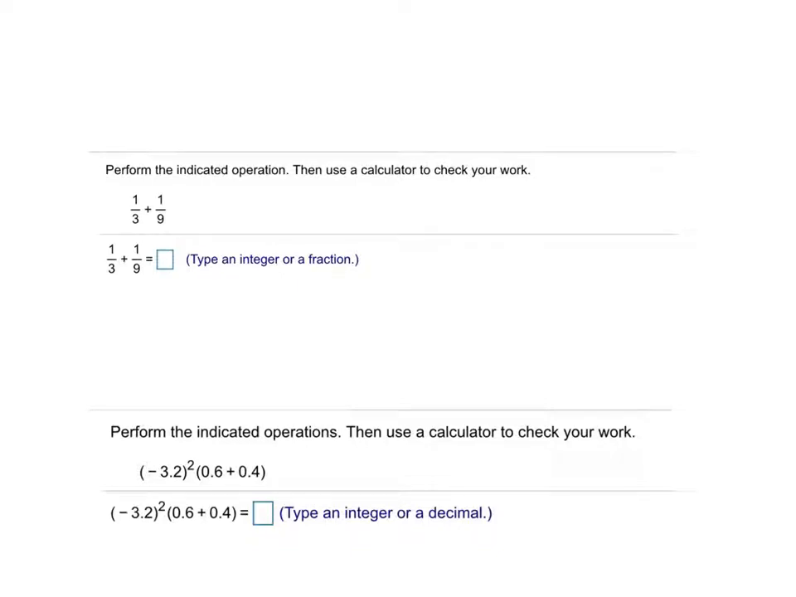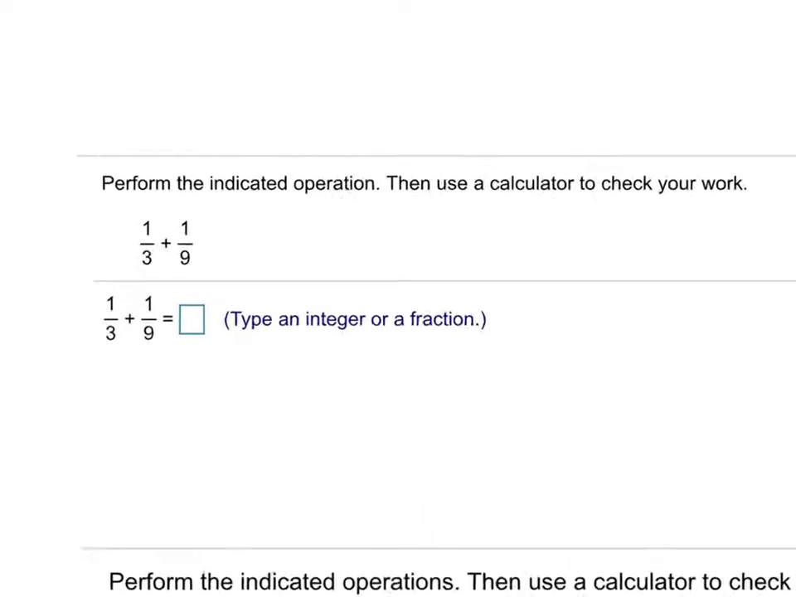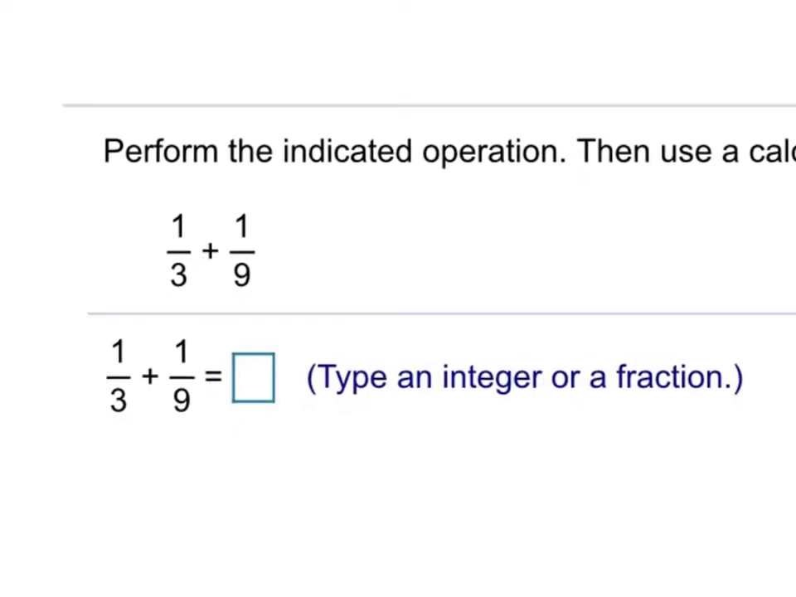Hello, I would like to review a couple arithmetic problems with you. So the first one is to add two fractions. Now, how do we add two fractions? We will have to have a so-called common denominator.